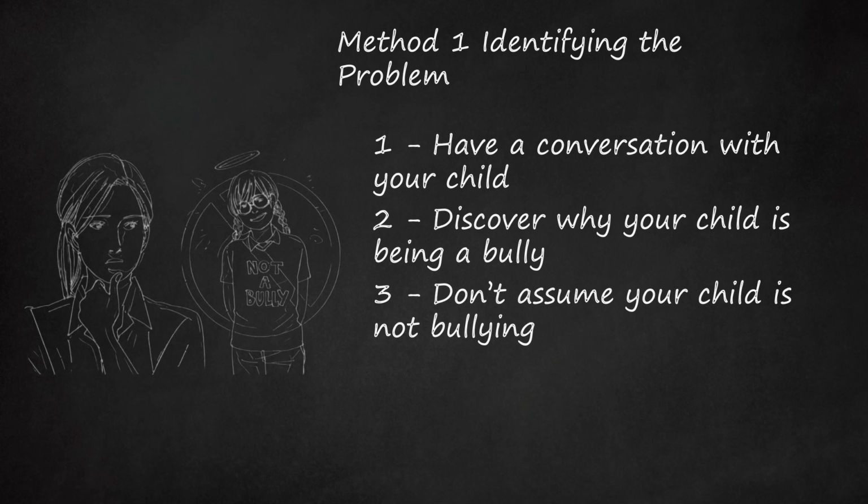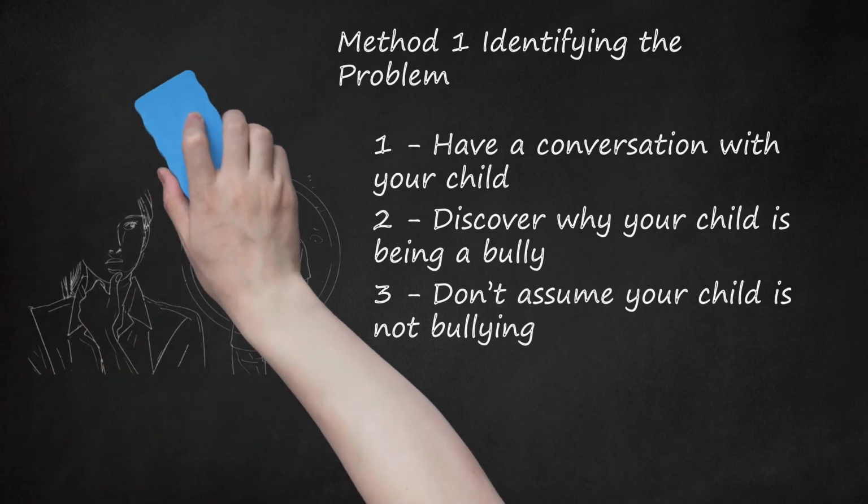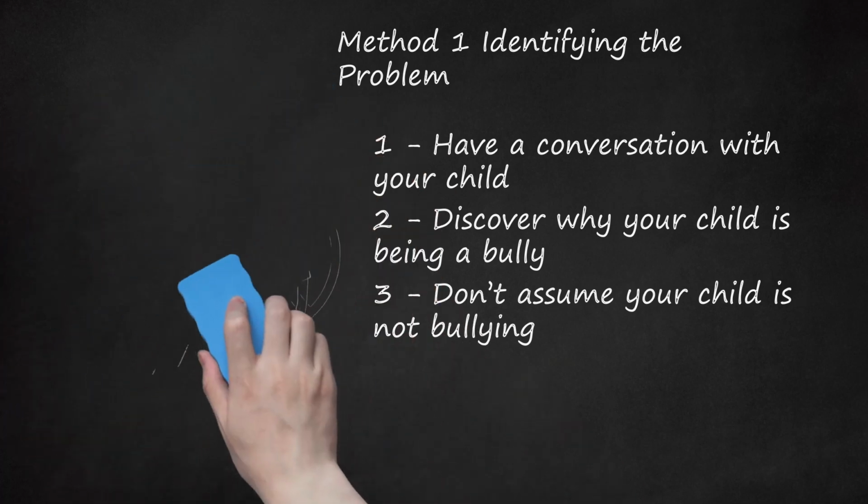However, it is important to recognize when your child is being hurtful or domineering towards someone else, and take necessary corrective action. Do not dismiss reports from teachers and other parents about your child's behavior. Take them at their word and talk to your child about their actions.